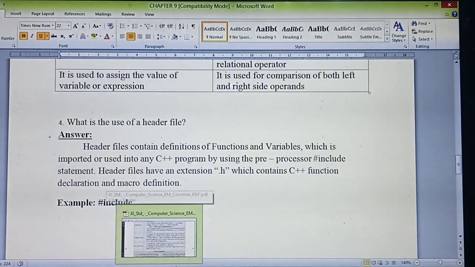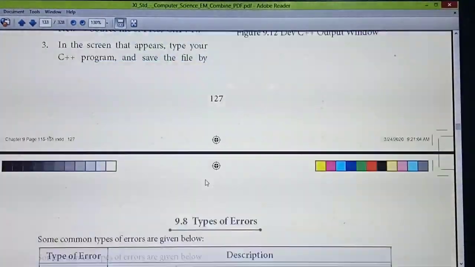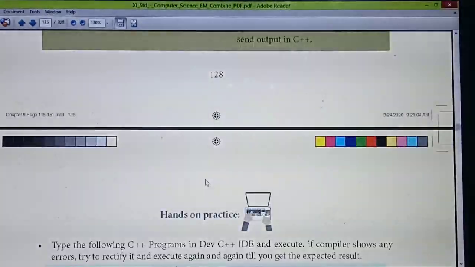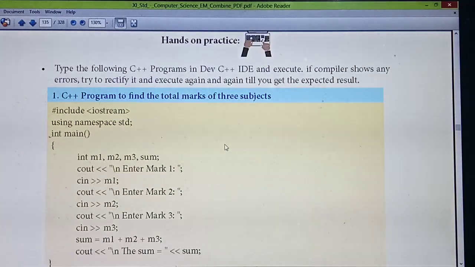So take a textbook. Take your textbook, page number 129. I will see hands-on practice programs. I'll explain, so listen carefully.